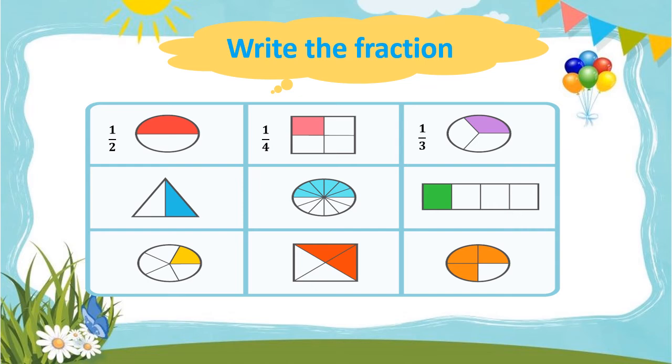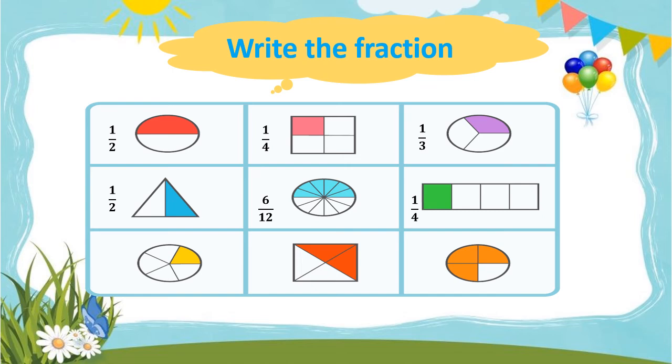Now we have a triangle cut into 2 equal parts. We shaded one of these parts, so the fraction will be 1 out of 2. We have a circle cut into 12 equal parts, but 6 parts are shaded. So the fraction will be 6 out of 12. Excellent. Now we have 4 equal parts. We shaded 1 out of 4, so the fraction will be 1 out of 4.